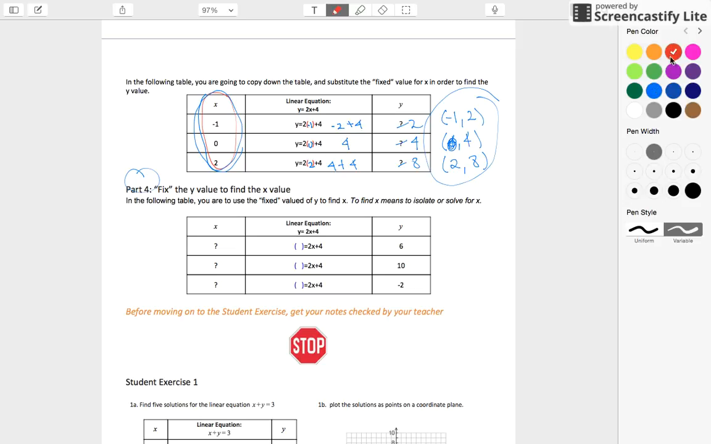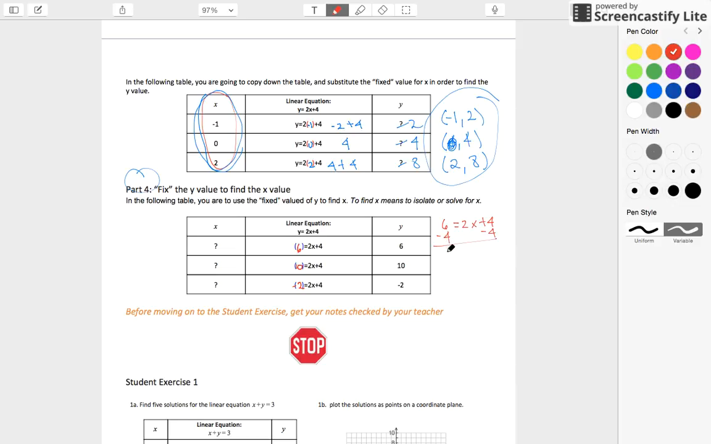Now, for this last one, it seems a little weird, but this time you are doing it in reverse. So here, in the following table, you are going to fix the values of y to find x. So to find x means to isolate or solve for x. So right here, see how we have these parentheses? We don't have our x values, but we do have our y values. So we're going to substitute 6 here, and 10 here, and -2 here. Now, you can do this mentally, or you could just work on the side and do 6 equals 2x plus 4 and solve for each variable.